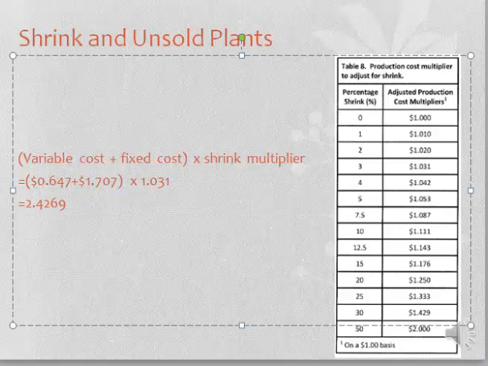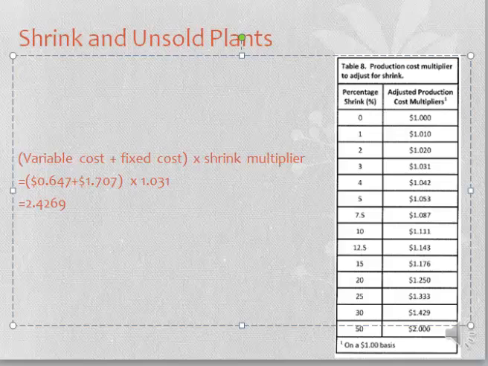Once you know what your variable costs are and what your fixed costs are, you would think that you could then set the price for what you would sell your product for. But realistically, we can't do that until we determine something called shrink. Regardless of how careful we are and what methods we use, we still are going to lose a few plants, and we need to take that into consideration whenever we do pricing.